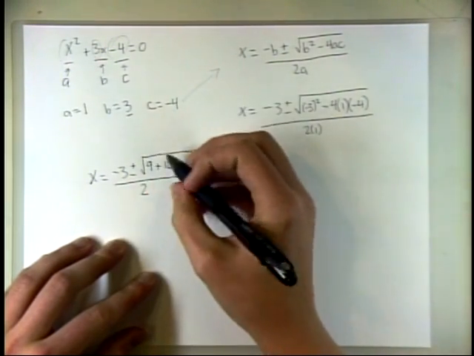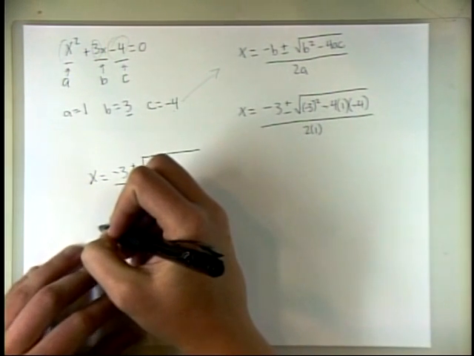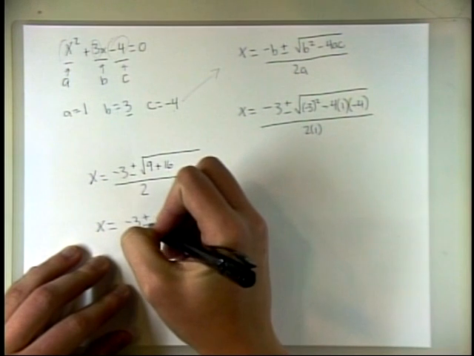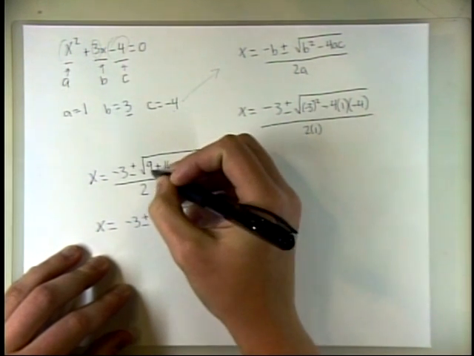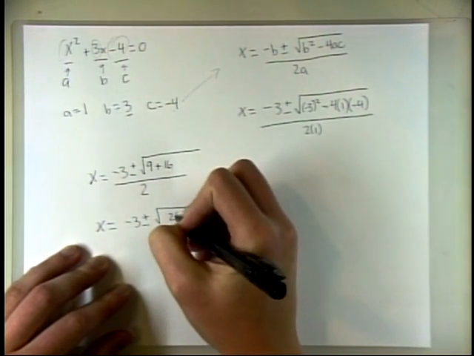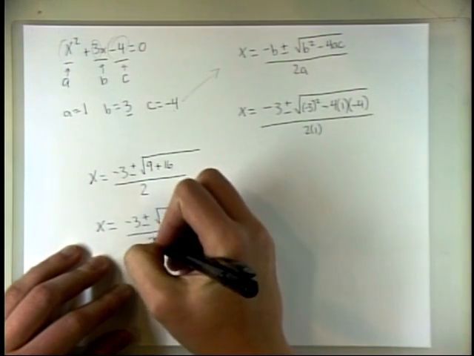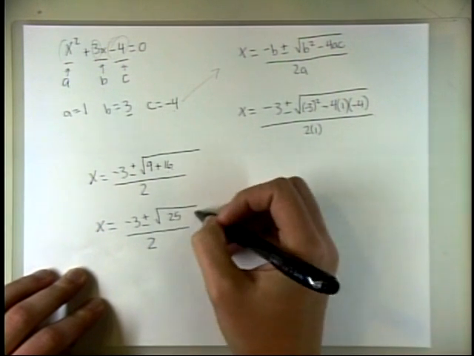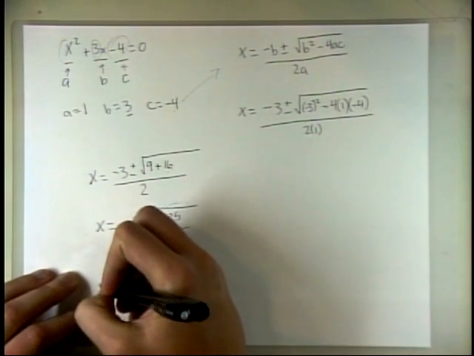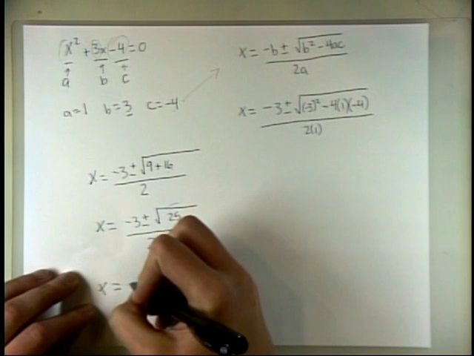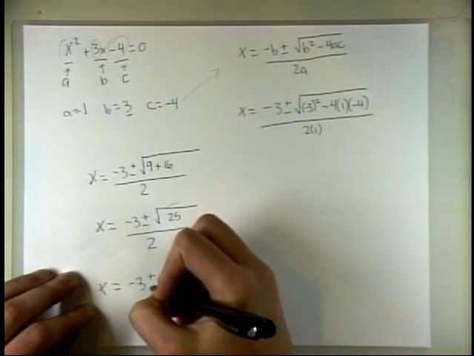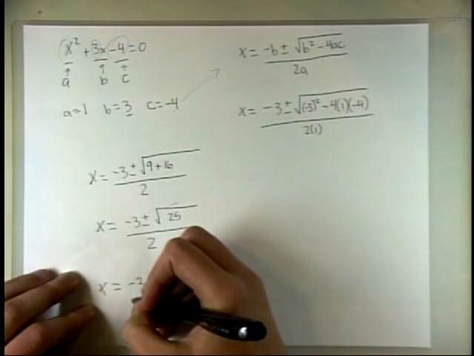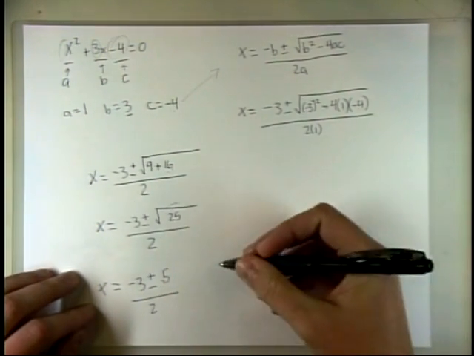This problem can be simplified even further. X equals negative 3 plus or minus the square root of 9 plus 16, which is 25, divided by 2. This square root of 25 can get simplified even further to x equals negative 3 plus or minus 5, because that's the square root of 25, divided by 2.